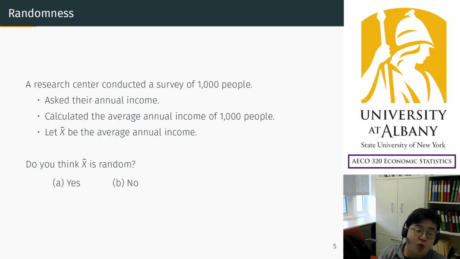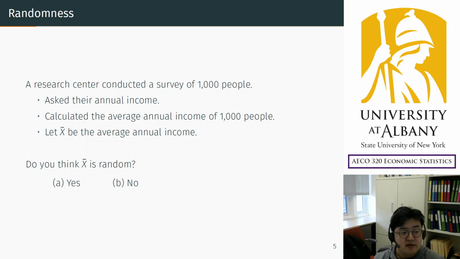So instead of choosing one person and asking the annual income, I would consider a research center conducting a survey. What it does is randomly choose 1,000 people, not just one person, and ask their annual incomes, and calculate their average, right? Average annual income out of 1,000 people. In that case, is that average annual income out of 1,000 people random?